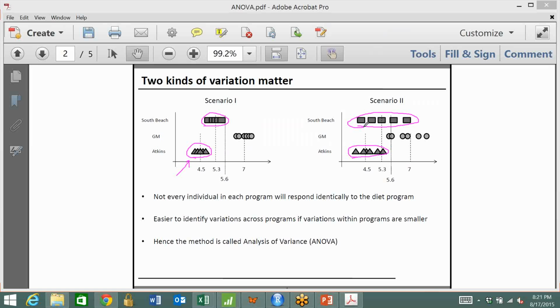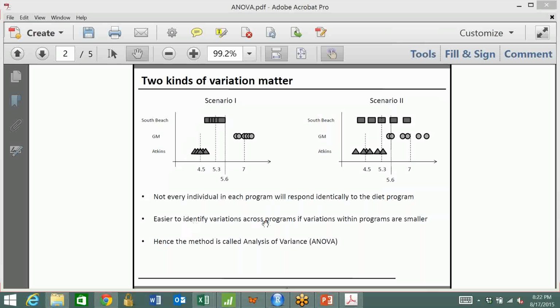This is called within group variation. Also, we have between group, which is grammatically incorrect. Between is for two, among is for more than two. Anyways, statistically, that is the word which you use. So one is within group variation. Another thing is across group variation. This across group variation should be high, and that is what is mentioned here.